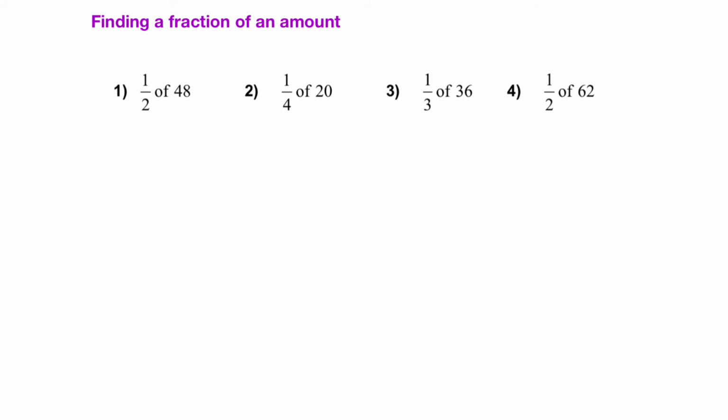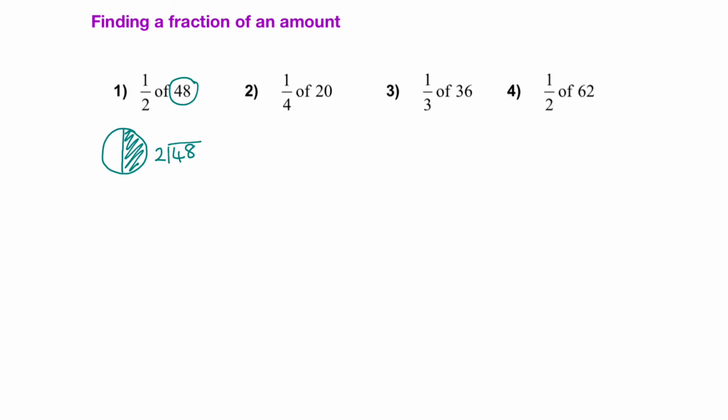So the first one is a half. So remember what a half looked like. It's a circle that's split into 2 equal pieces, and we've chosen one of them. Okay, so if we split 48 into 2 equal pieces, how many are in each piece? So if this whole circle represents 48, we're going to need to do 48 divided by 2, aren't we?